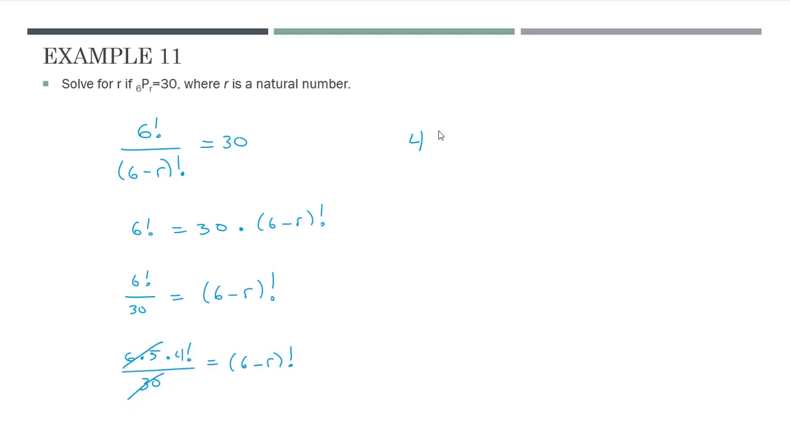So I'm left with 4 factorial is equal to 6 minus r factorial. Oh, so really what I'm saying then is that 4 is equal to 6 minus r, because it's factorial on both sides. So what's inside here must just be equal to each other then. So if I subtract 6 off both sides and then multiply both sides by negative 1, I find out, hey, r is equal to 2.